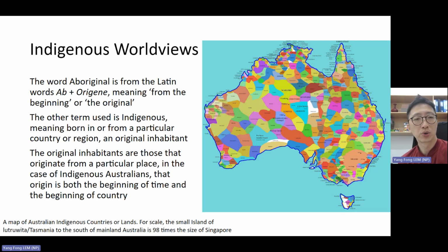This is a map of Australian indigenous countries of land. To get a sense of scale, the small island of Tasmania to the south is 98 times the size of Singapore. Just one small island in the continent is 98 times the size of Singapore. So for a landmass of such a size, with so many different tribes, is it possible to standardize them? That's a question.